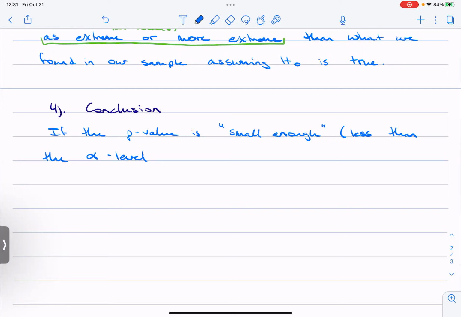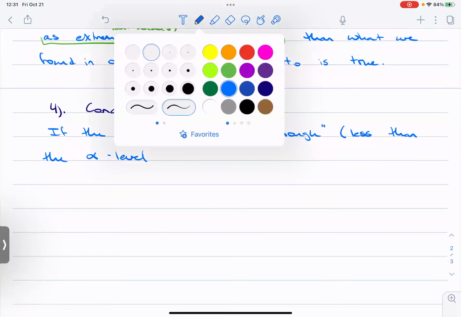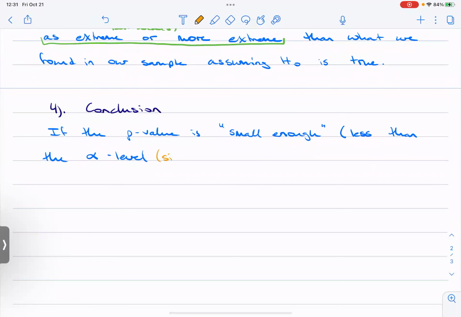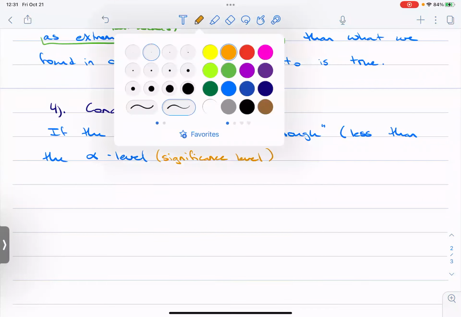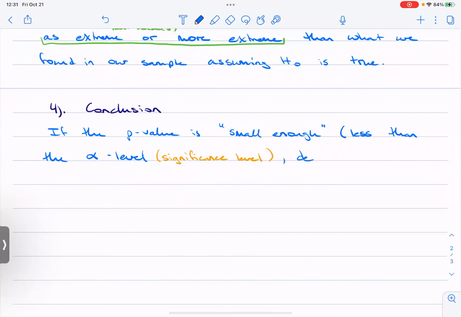So less than the alpha level, which is a significance level. How many brackets can I fit in here? Alpha level, which is a significance level. And the default alpha is 0.05.